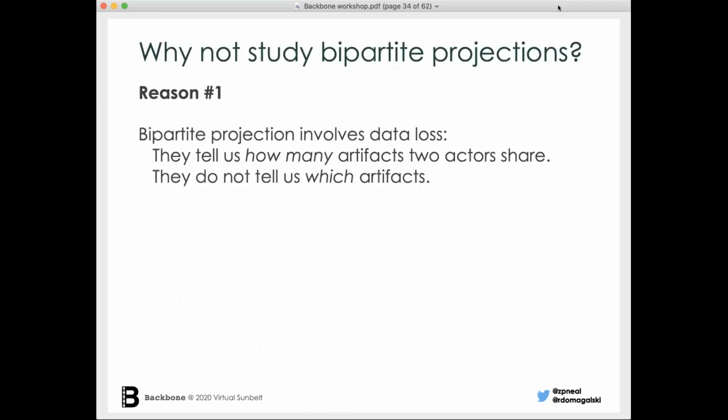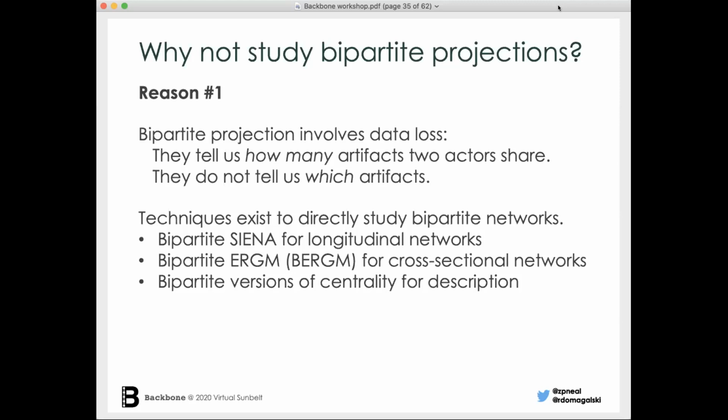Now, although there might be good reasons to study bipartite projections, there are also good reasons not to study them. And I'll talk about just two briefly. So the first reason we might not want to study bipartite projections is they involve data loss. When we convert our data from a bipartite network to a projection, it tells us how many artifacts two actors share, but it does not tell us which artifacts they share. So we wind up losing a lot of information in the process. We'll talk about how the backbone package aims to recover as much of that information as possible.